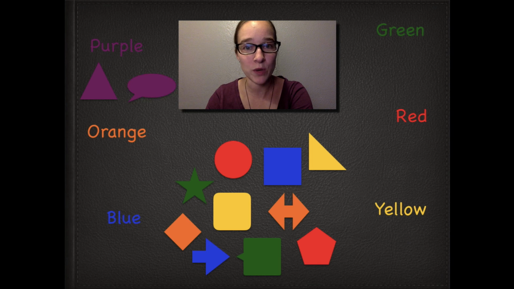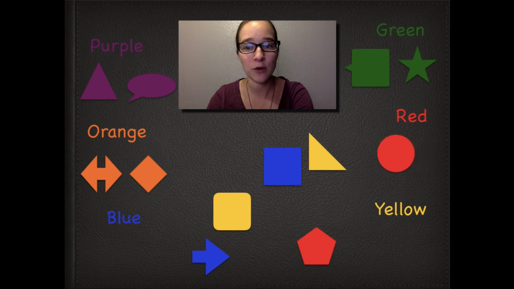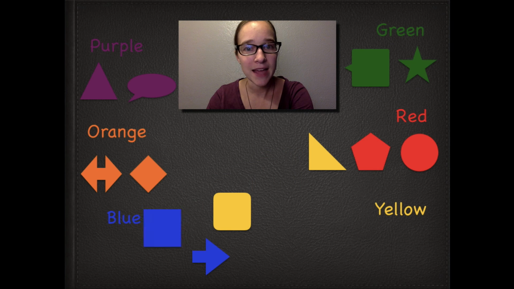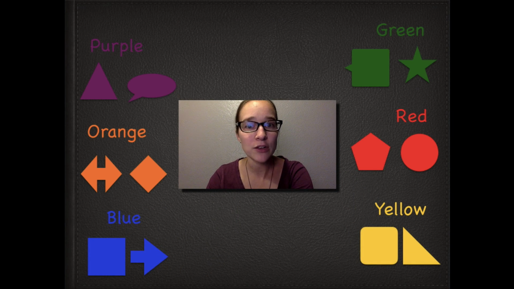Now let's look for some green objects. Here we have a green object and another green object. And we're going to find our orange objects and our red objects and now our blue objects and our yellow objects. Now you can see that we have classified all of those shapes based on the color that they are.